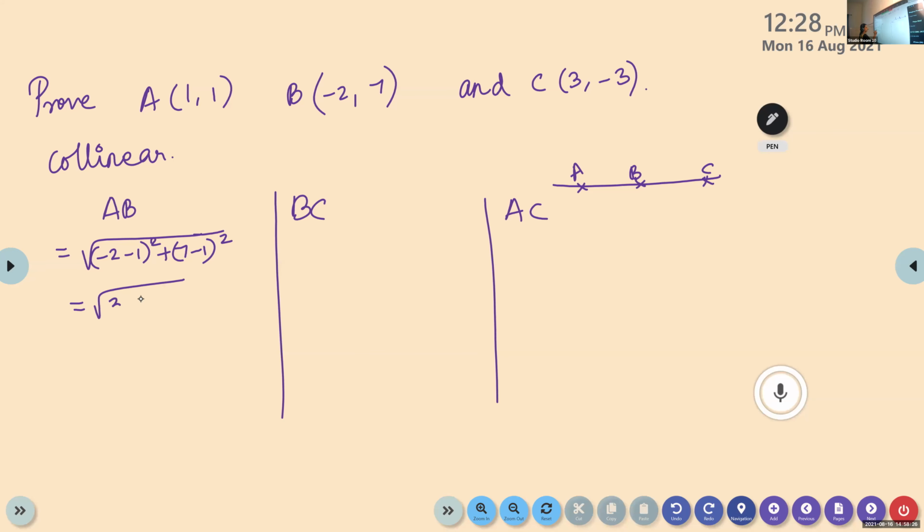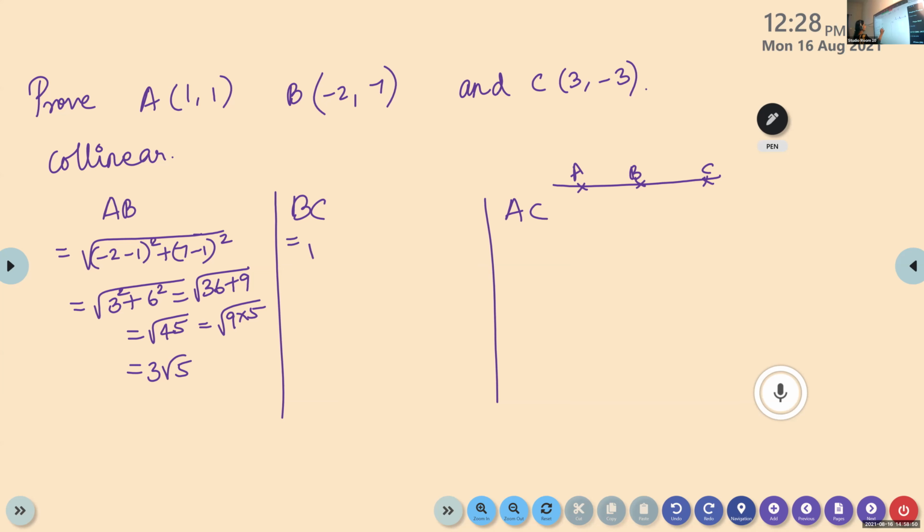Root 45. It's 36 plus 9, which is root 45. Now listen, children, this root 45, how can we write it? Is it 9 into 5? So we can write this as 3 root 5.